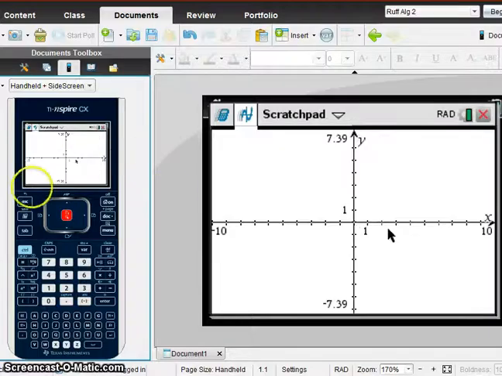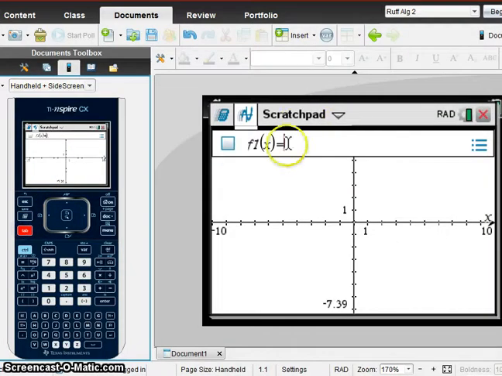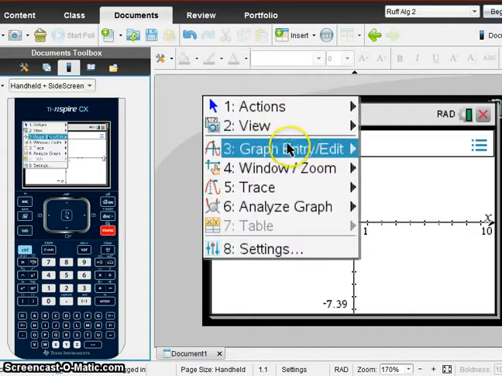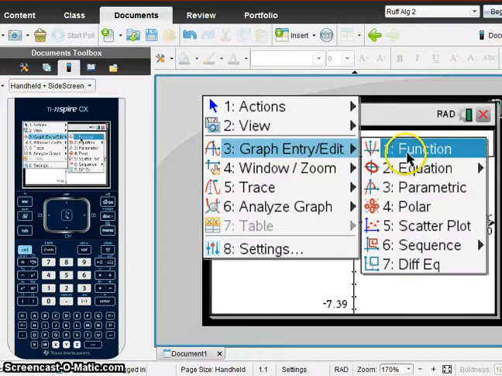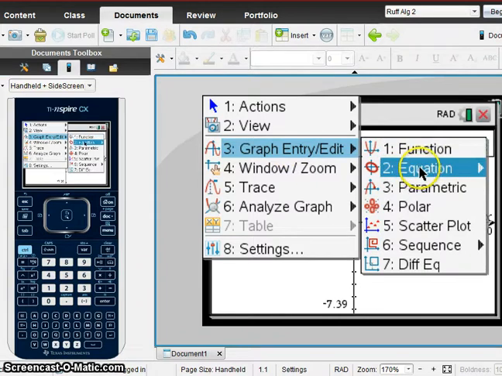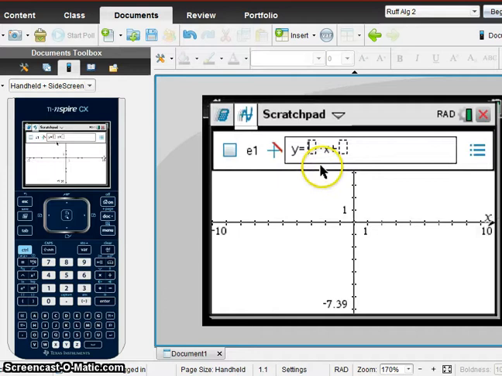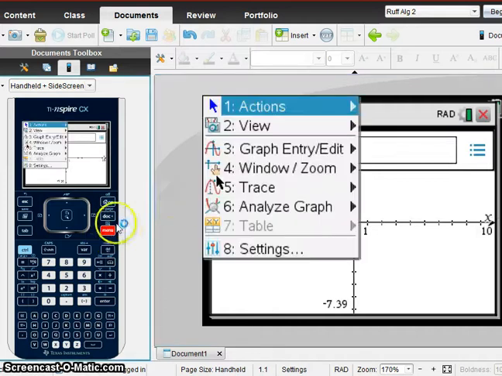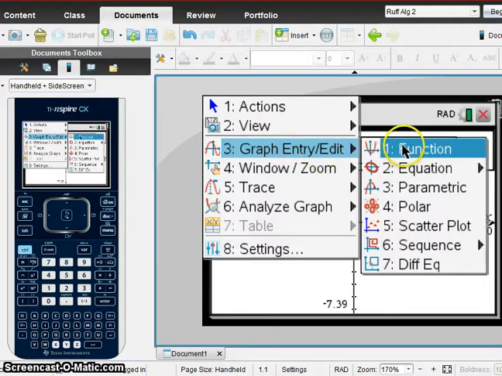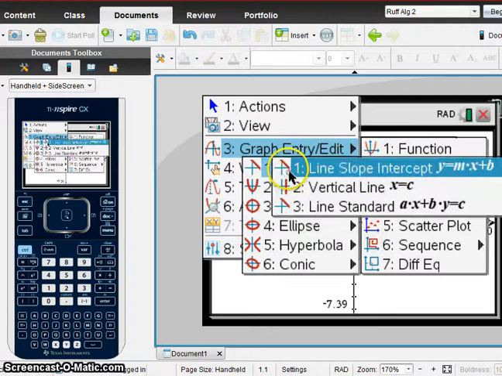All right, you do have to change the settings a bit. So when I hit tab, we can't do it in function form, f of x. We have to change it. So go to menu, graph entry, that's the form that it's in. Right now it's in function, but if you change it to equation, and we want the equation of a line, and that's not what I wanted to do. So go back, equation, line.